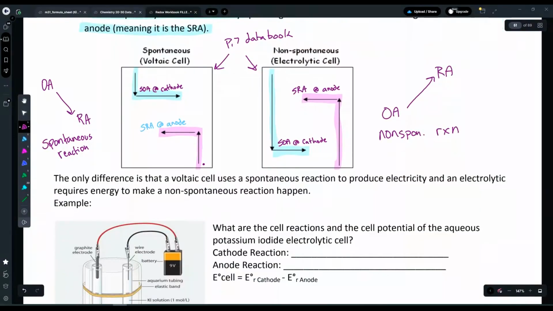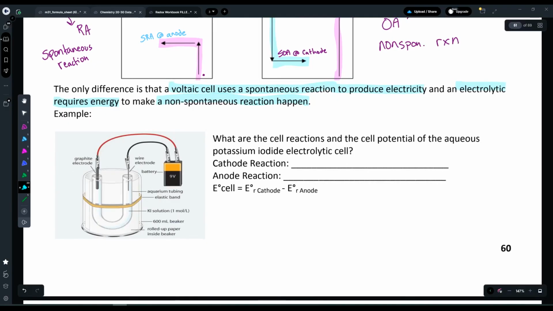So the only difference is that a voltaic cell uses a spontaneous reaction to produce electricity. An electrolytic cell requires energy to make a non-spontaneous reaction happen. So again, these are just more differences that you need to know between voltaic cells and electrolytic cells.